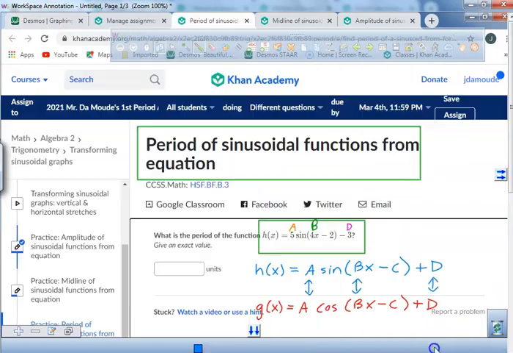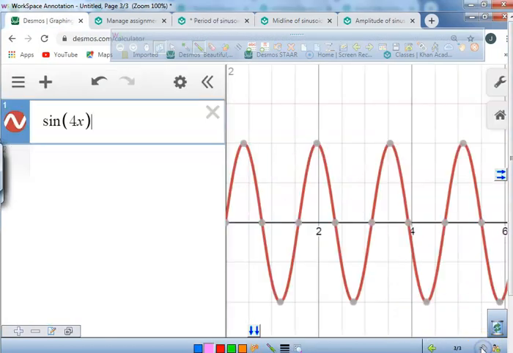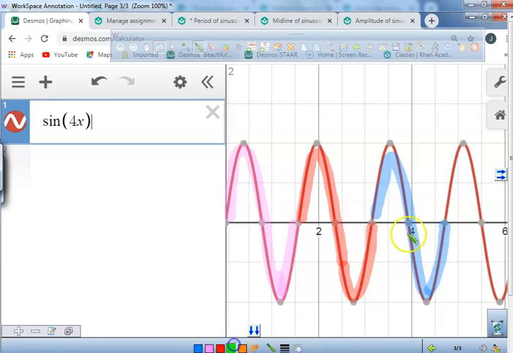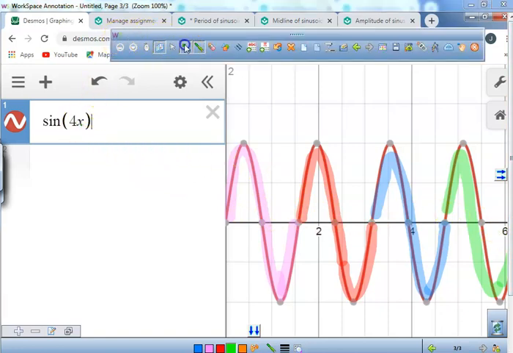But check this out. Look how many times. Ready? 1, 2, 3, and if you could see it, 4. So how many times within 2 pi does it happen? 4 times. But what's the period of just one of them?